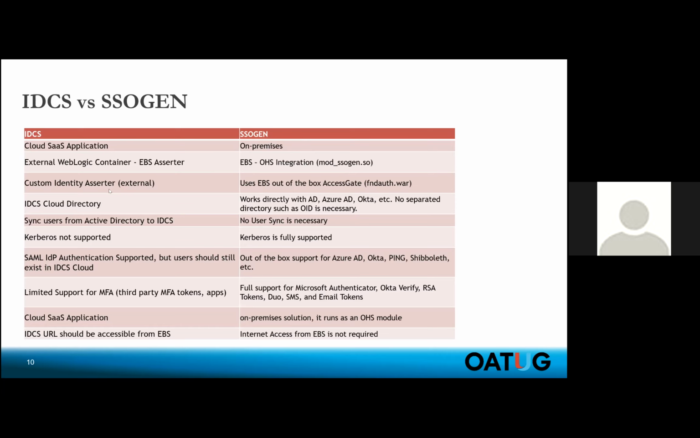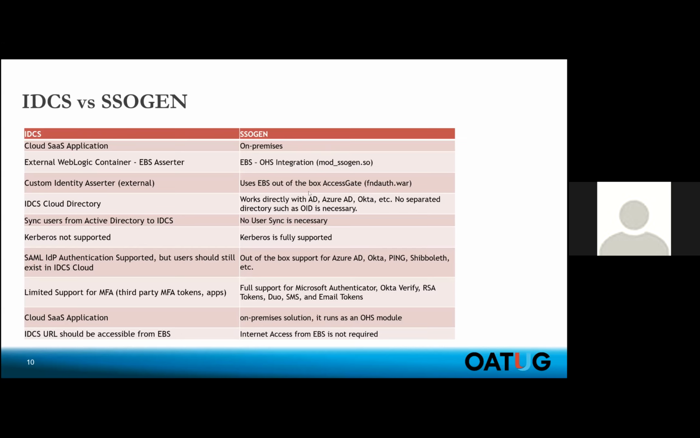It also uses the EBS out of the box FND auth.var, which is available in FND top, and no special WebLogic domains or no special servers are created. And the best part is it can directly make EBS talk to Azure AD or Okta or any other SAML provider. So there's no user sync necessary to cloud or anything, because this is just EBS talking to Azure AD or on-prem AD directly or Okta. You do not have another directory to synchronize the users to.